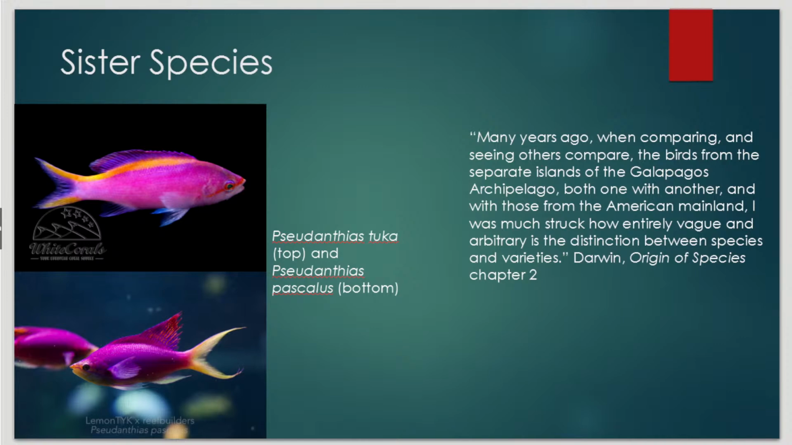Almost. This is also one of my favorite quotes from Origin of Species. It actually might be my favorite quote. Chapter 2 of Origin of Species, just read it. If nothing else in the book, just read chapter 2. It's a fantastic chapter. Darwin says, "Many years ago, when comparing and seeing others compare the birds from the separate islands of the Galapagos archipelago, both one with another and with those from the American mainland, I was much struck how entirely vague and arbitrary is the distinction between species and varieties." And Darwin just spends that whole chapter bashing the fact that there is no delineation between species, subspecies, varieties, races.